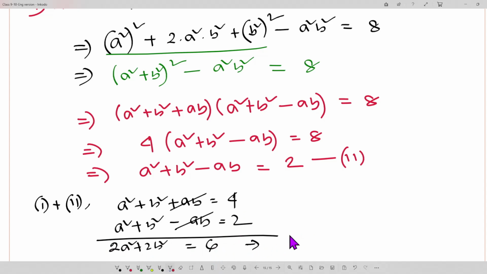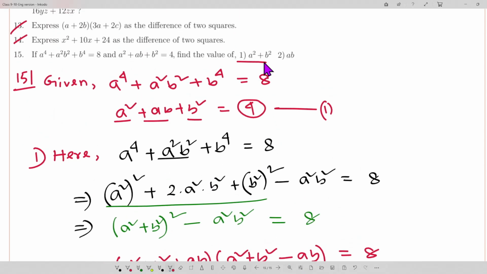Now we can take 2 common, so a squared plus b squared equals 6, and now we can divide both sides by 2. So a squared plus b squared equals 6 divided by 2, which is 3. So this is our first answer: a squared plus b squared equals 3.